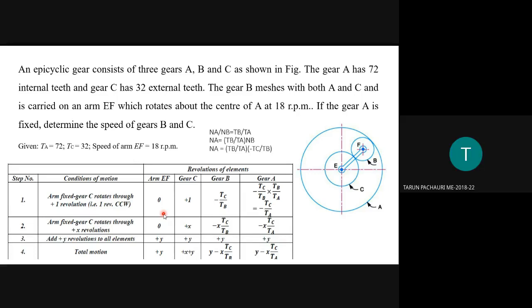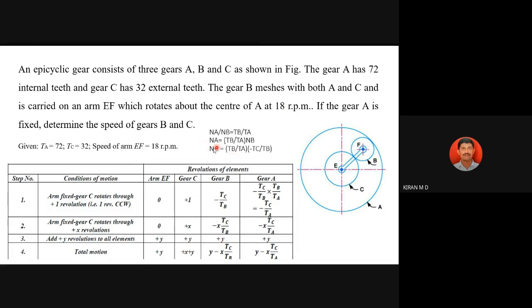No doubts, surely. Okay, so now see, this last row gives the equation for N_EF, meaning the speed of the arm. This is the speed of gear C, meaning NC. This is NB. This is NA. Now he has given the condition. We need to find out, if gear A is fixed, the speed of gears B and C when the arm rotates at 18 RPM. So I will consider this as plus 18 RPM, counterclockwise.